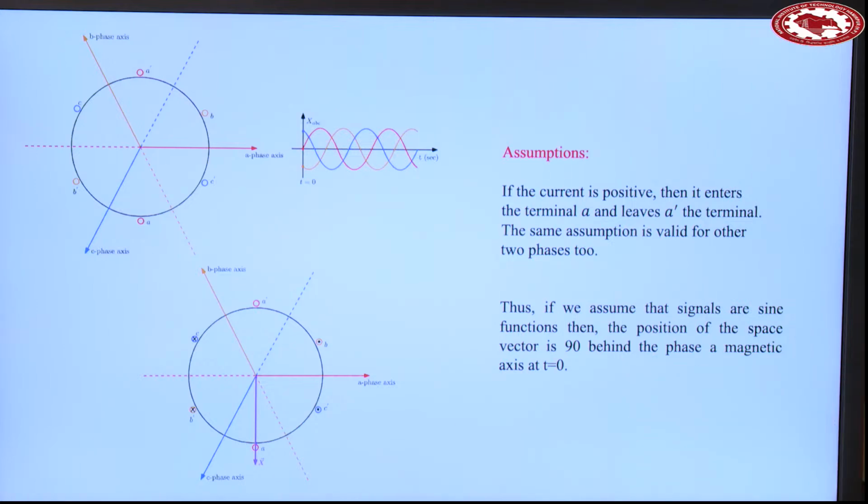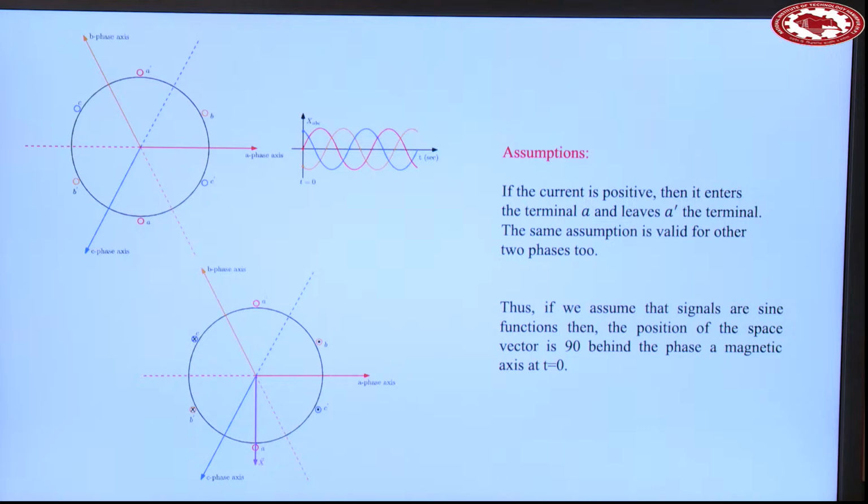This is how the space vector, the rotating magnetic field, was created. There are three windings, A dash, B dash, C dash. Three phase signals are provided, the windings are excited, and a rotating vector is formed. I am assuming that when the current is positive, for A phase, it will be entering A and leaving A dash. If it is negative, then it will be entering A dash and leaving A. The same is valid for B phase and C phase. This is the assumption.